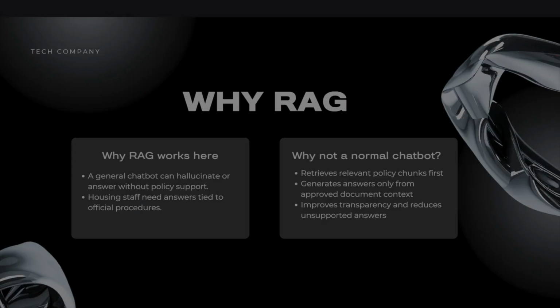Why RAG? A key design decision was using RAG instead of a normal chatbot. A general chatbot can hallucinate or give answers that aren't based on actual policy, which is risky in this context. With RAG, the system first retrieves relevant policy chunks and only generates answers using that retrieved context. This improved transparency because the answers are tied to real documents, and it reduces the risk of incorrect or unsupported responses. So overall, it makes the system much more reliable for real-world users.